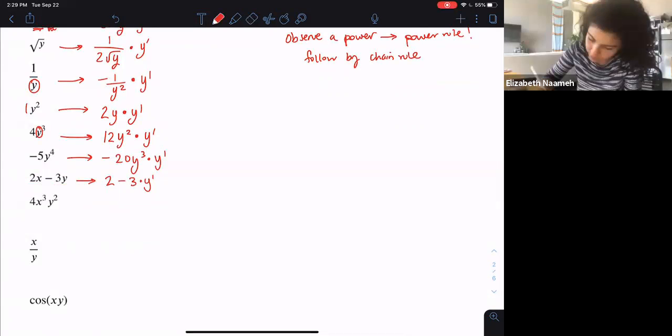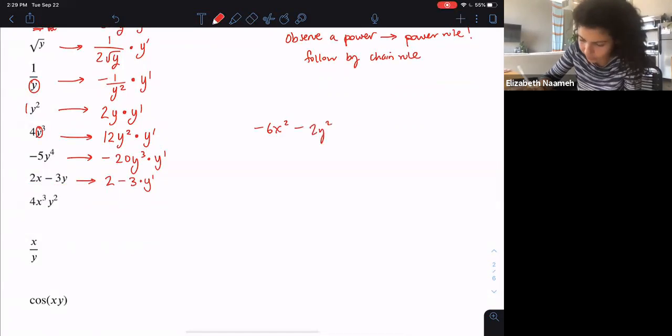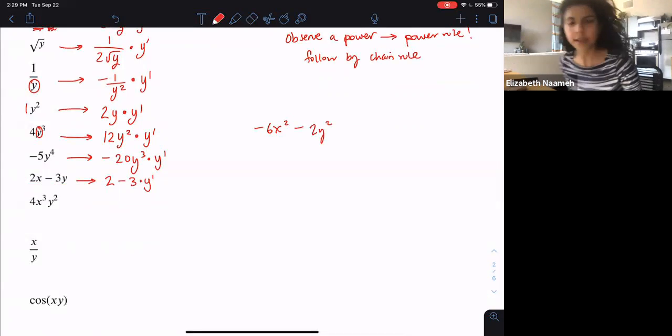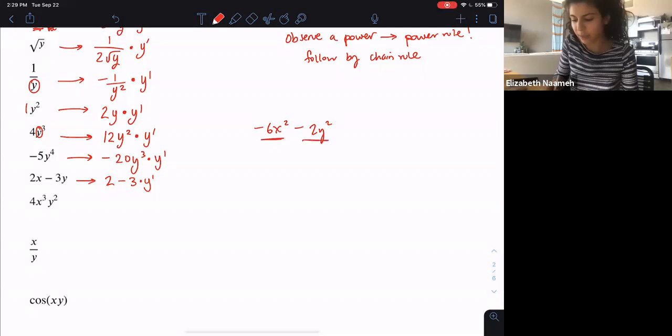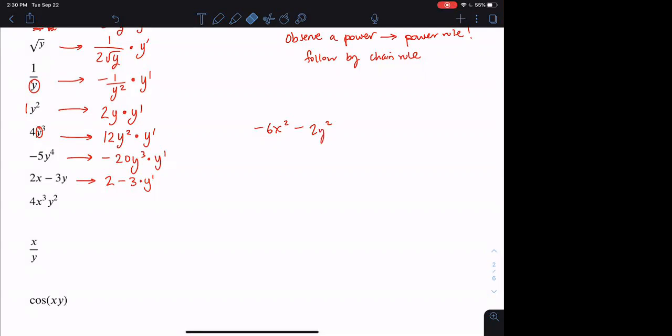Maybe we'll try one more. Try this: negative 6x squared minus 2y squared. Go ahead and try it right now. Take the derivative of that. Miss, do we take the derivative of both of them? Yes, because there are minus signs, you take the derivative of each separately, just like we usually do. The derivative of this expression is negative 12x minus 4y times y prime.